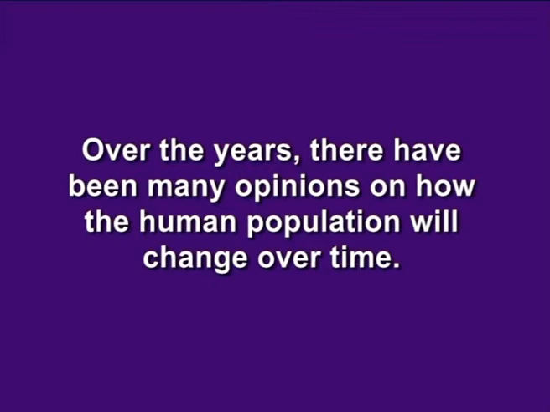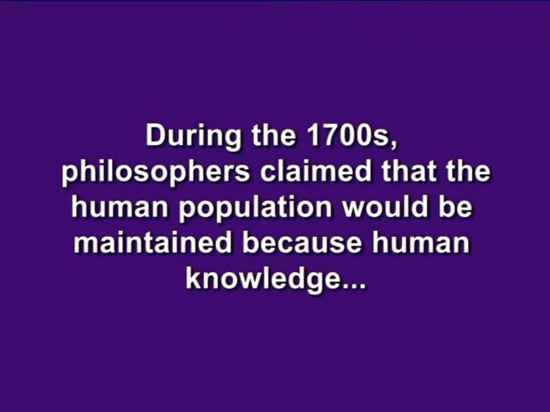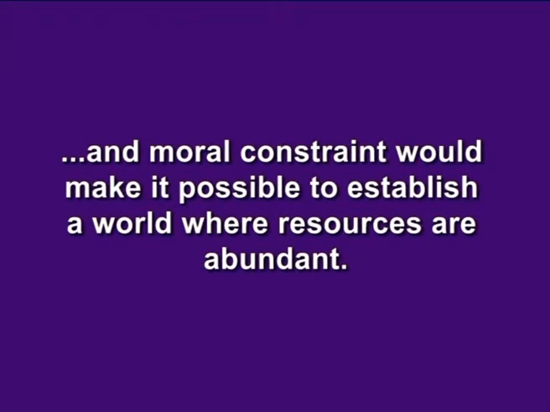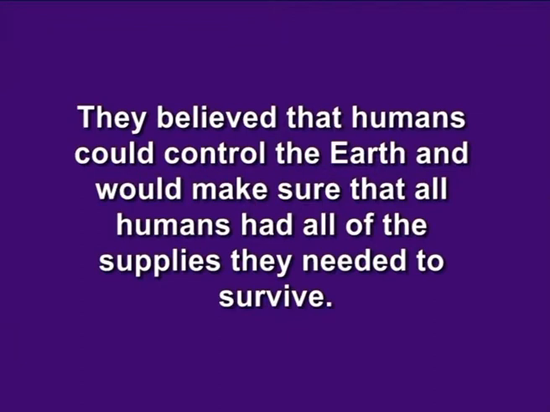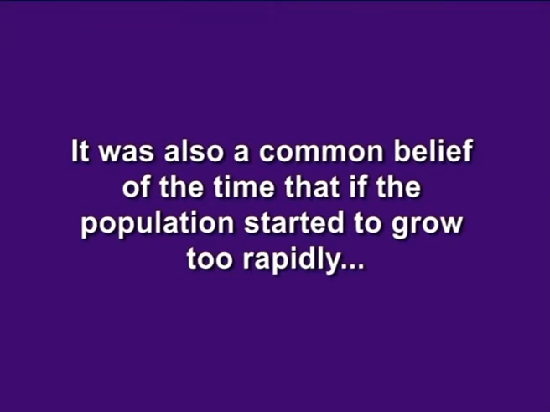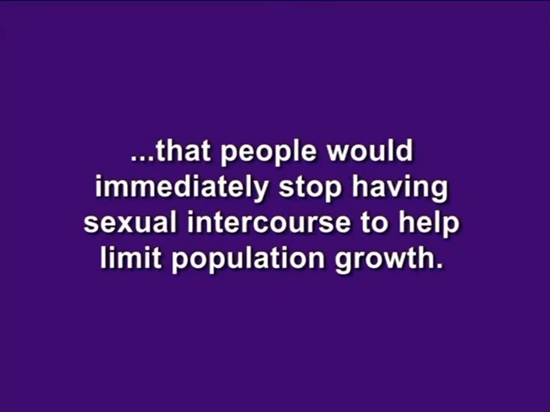Over the years, there have been many opinions on how the human population will change over time. During the 1700s, philosophers claimed that the human population would be maintained because human knowledge and moral constraint would make it possible to establish a world where resources are abundant. They believed that humans could control the earth and would make sure that all humans had all of the supplies they needed to survive. It was also a common belief of the time that if the population started to grow too rapidly, people would immediately stop having sexual intercourse to help limit population growth.